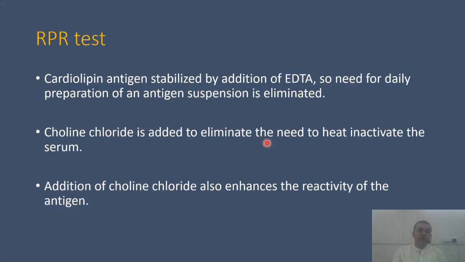What is the role of choline chloride? It inactivates the unnecessary substances present in the serum, like complement and so on. For that, in the VDRL we heat the serum at 56 degrees Celsius for 30 minutes. But here choline chloride itself will deactivate such agents. Therefore, there is no need to preheat the serum before the test. So that is the advantage of this test: the antigen is stabilized and preheating is not needed. This is the advantage of the RPR test.